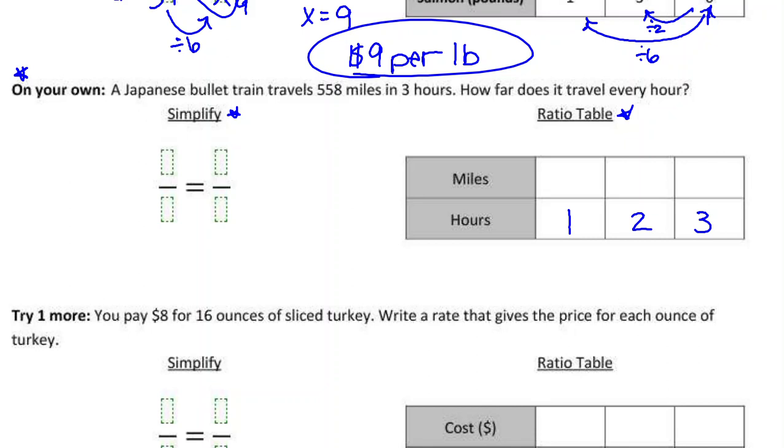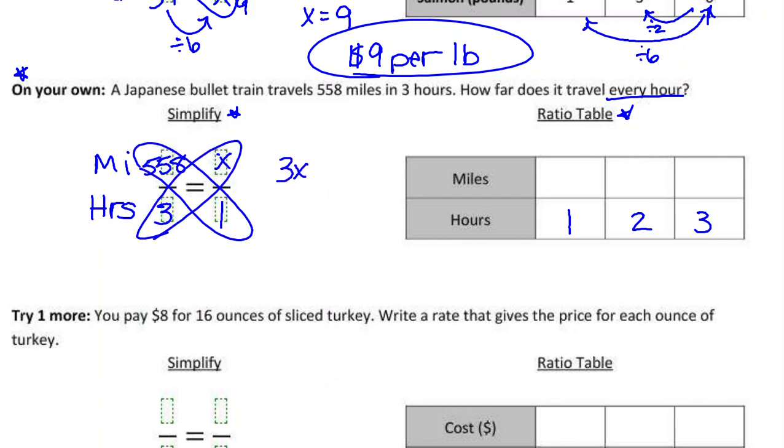So you're comparing miles to hours. And I can go 558 miles in 3 hours, and it wants to know how far I go every hour. That's talking about every 1 hour. So if you do the proportion method, you cross multiply here. I'm left with 3x is equal to 558. Divide it by 3, divide by 3. I'm left with x is equal to 186. So that's one method.